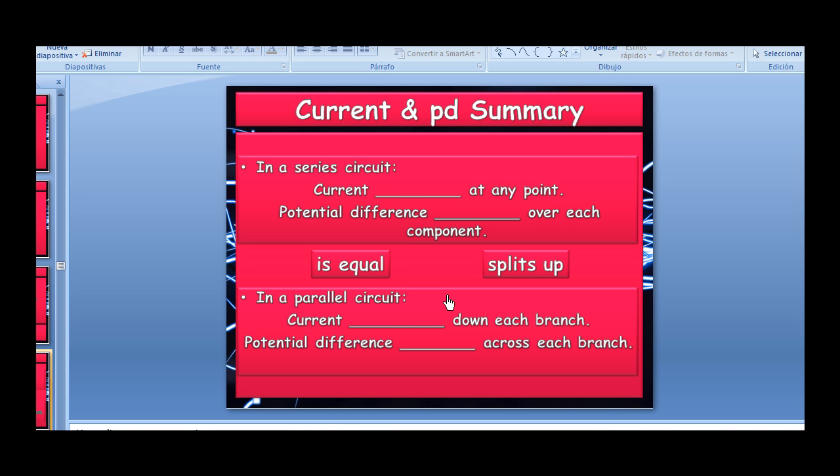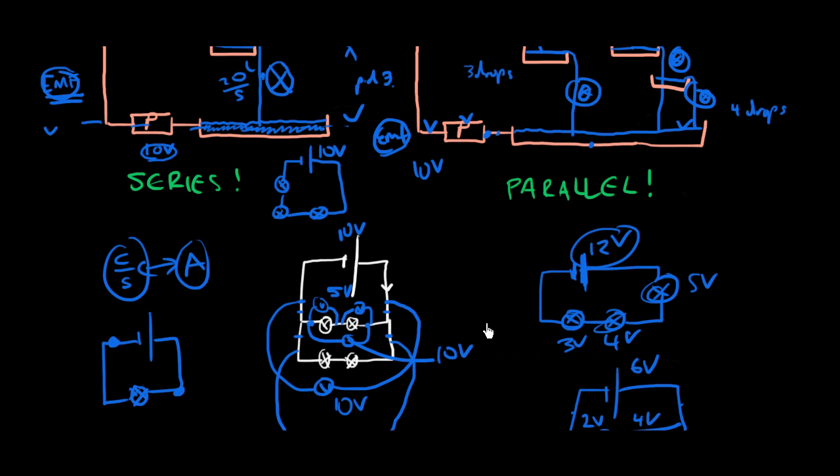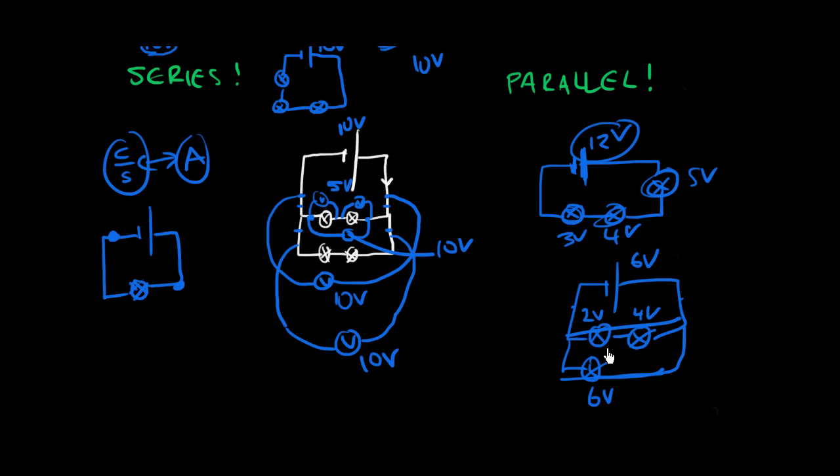In a parallel circuit, current splits up down each branch. So that's the opposite of here. Current is not the same. Current splits up down in each branch, and potential difference is equal across each branch. And that we spoke about here quite a lot, that the potential difference between here and there was both 6, but the current does split. Here you will have some current, and here a different amount of current. Depending on what's on each branch, you will get more current in each one. The one with the lowest resistance always gets the most current.